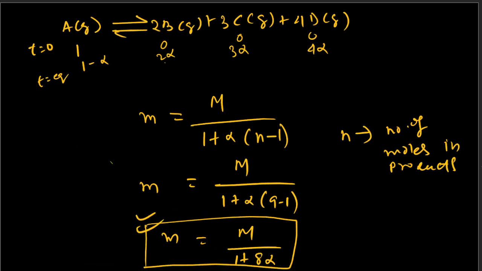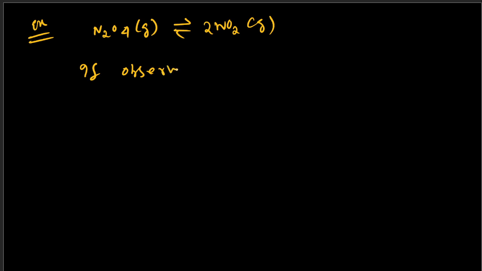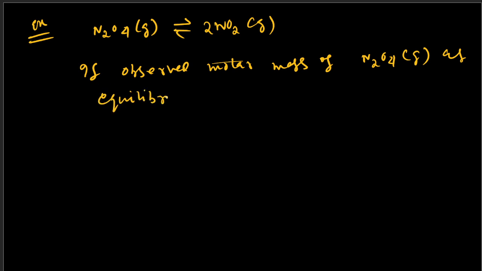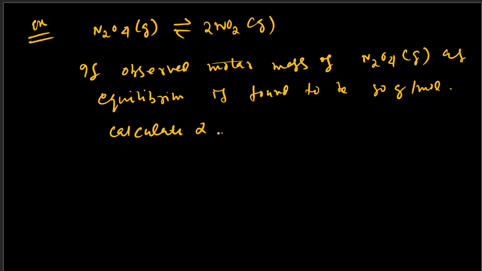So we can find it this way. Let's solve one problem. For example, N2O4 gas, or N2O4 gas: if the observed molar mass of N2O4 gas at equilibrium is found to be 80 gram per mole, then calculate alpha.